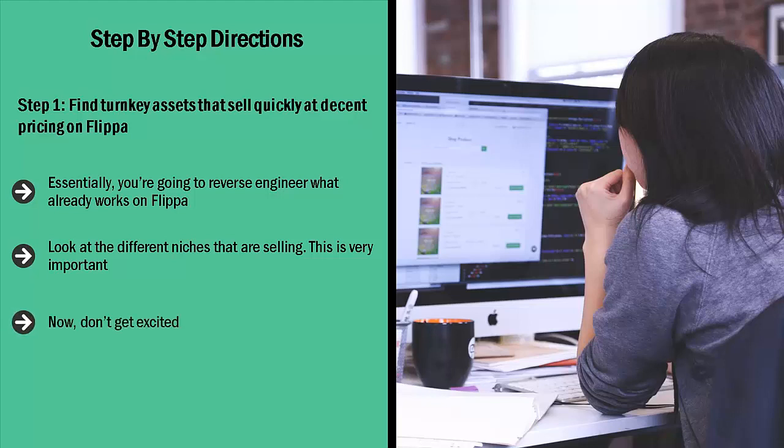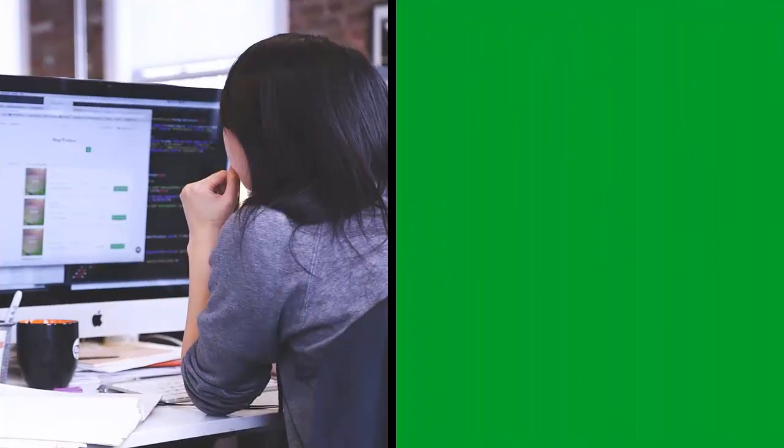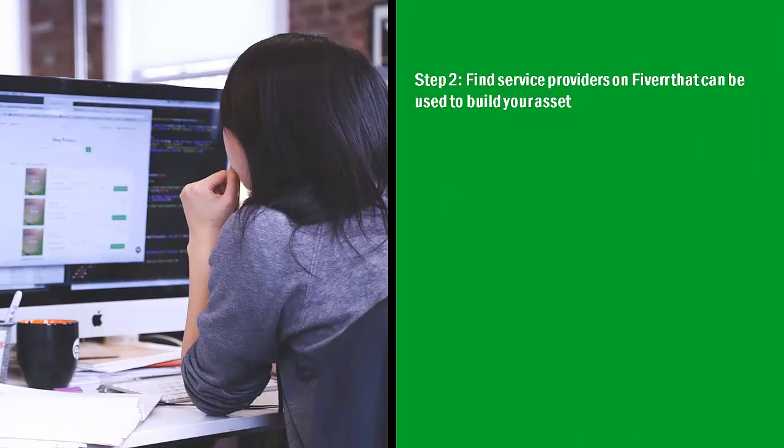Now, don't get excited. Just because you found an auction where a totally brand new site sold for $2,000 doesn't mean that you should rush out there and start building a similar site. Pay close attention to similar websites on Flippa. Does this type of website sell quite a bit every month, or is this a once in a blue moon kind of thing? Your job is to look for a niche that sells frequently on Flippa at a high enough price.